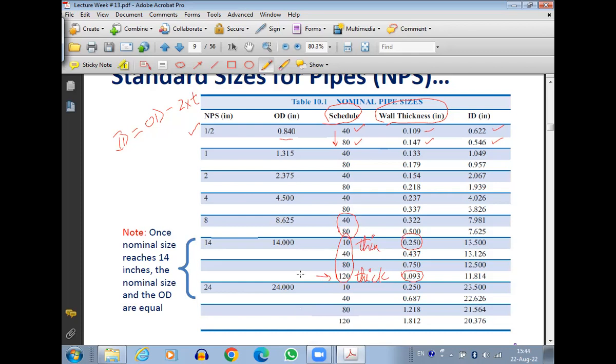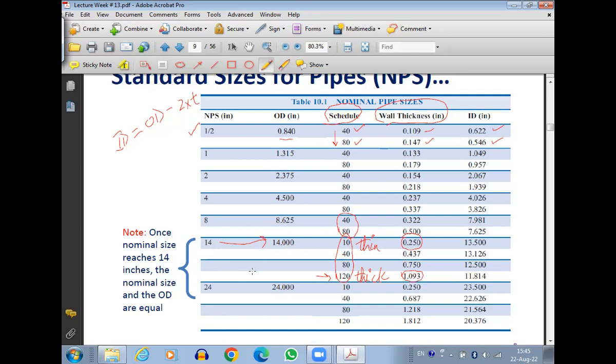But the other thing to note is that from 14 inch nominal pipe size onwards, the nominal pipe size is actually the outer dia. This was not the case earlier. If it was 8 inch nominal pipe size, the outer dia was 8.625. It was not the same as 8. But once you reach 14 inch nominal pipe size, from there onwards, whatever the nominal pipe size is, the outer dia is the same as the nominal pipe size. The inner dia will definitely be less, based on the thickness.